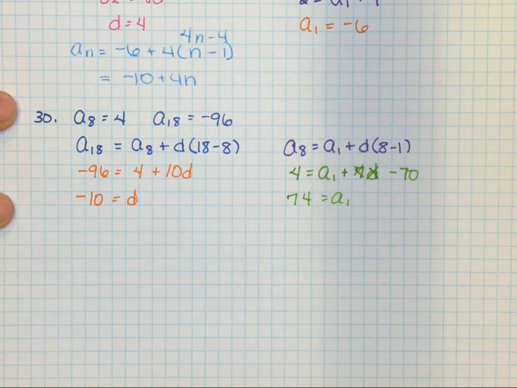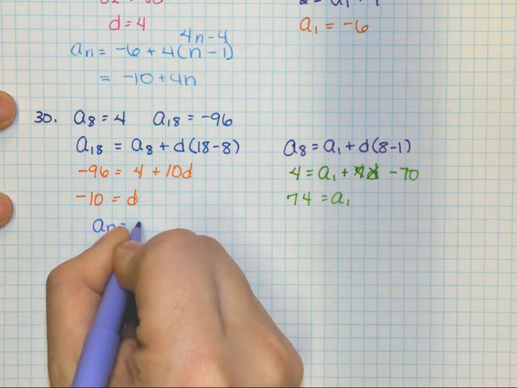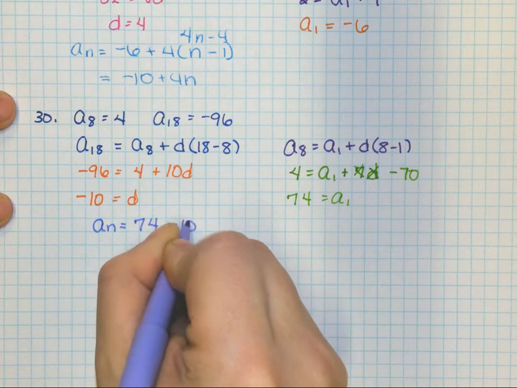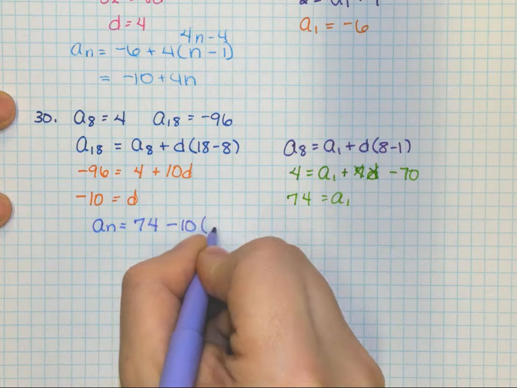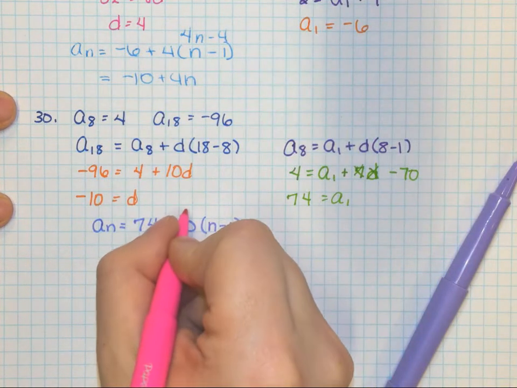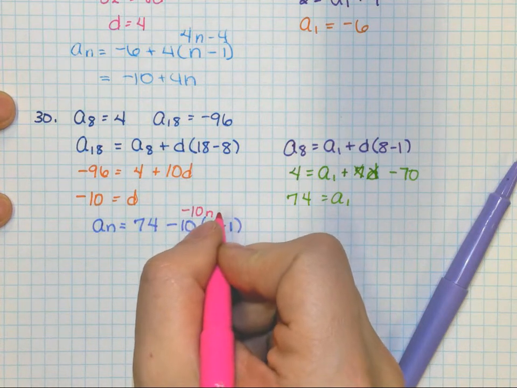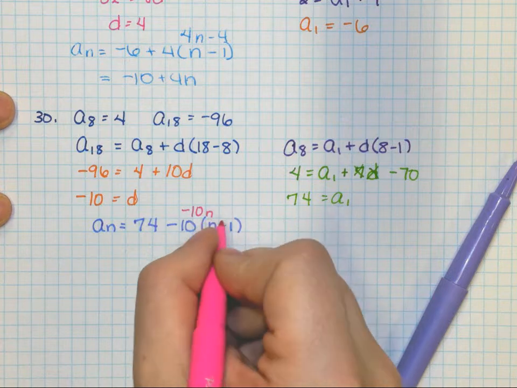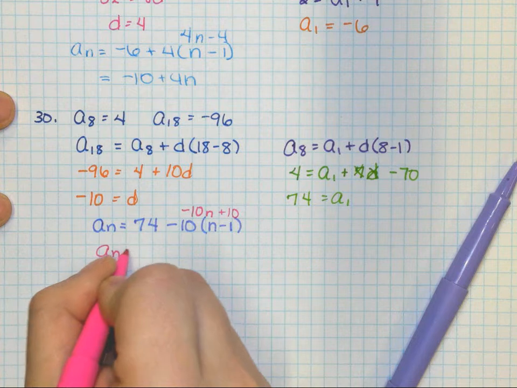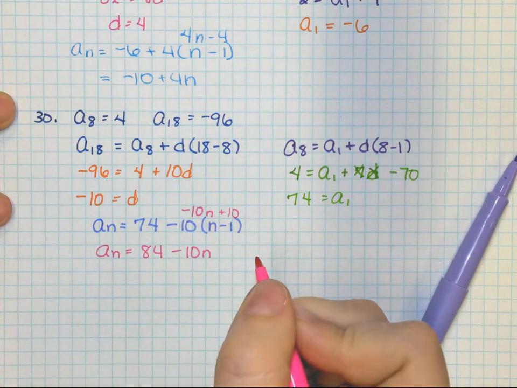Then I just put it all back together again. Assemble those pieces. My nth term is my first term plus the difference, in this case minus 10, times n minus 1. And then we have to combine like terms, so that's going to be minus 10n, then plus 10. So that's where 84 comes from: 84 minus 10n.